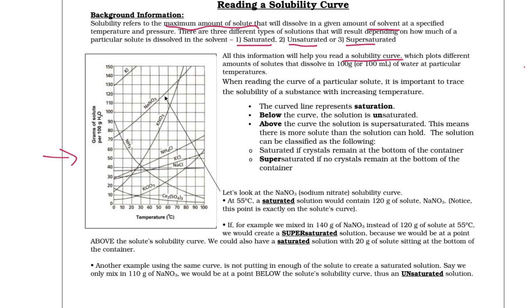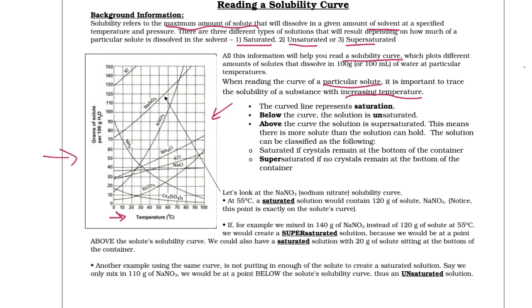So when we read the curve of a particular solute, if you look at the curve over here, we notice that there's all kinds of different solutes listed there. There's some potassium iodide at the top, some sodium nitrate, potassium nitrate. All the way down at the bottom, we see potassium chlorate, and we see cesium sulfate listed, and everything in between. It is important to trace the solubility of a substance with increasing temperature.